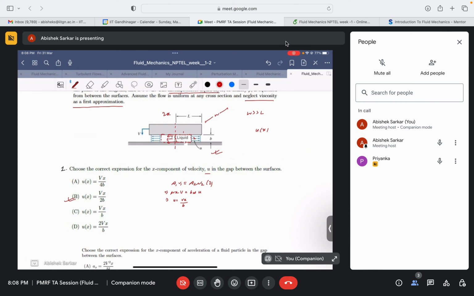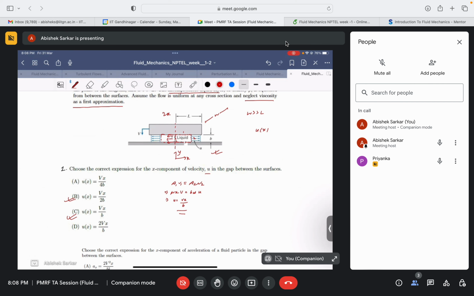Yes, sir. Okay, but since you're considering only half and the flow is symmetrical about the y-axis, that's why there's no flow out of this symmetry plane. You need to consider it, and you need to check these kinds of symmetric problems and their properties. Since there is no flow out of this region of the control surface or control volume, there is no need to apply an additional factor of 2. So you get U equal to Vx by B. So C is correct, I guess.